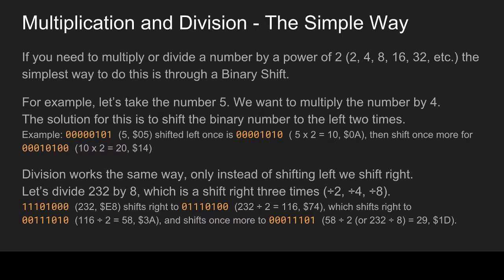The simple way. If you need to multiply or divide a number by a power of 2, 4, 8, 16, 32, 64, etc., the simplest way to do that is through a binary shift. For example, let's take the number 5. We want to multiply that number by 4. The solution for this is to shift the binary number to the left 2 times. Division works the same way, only instead of shifting left, we shift right. Dividing 232 by 8 is a shift right 3 times.